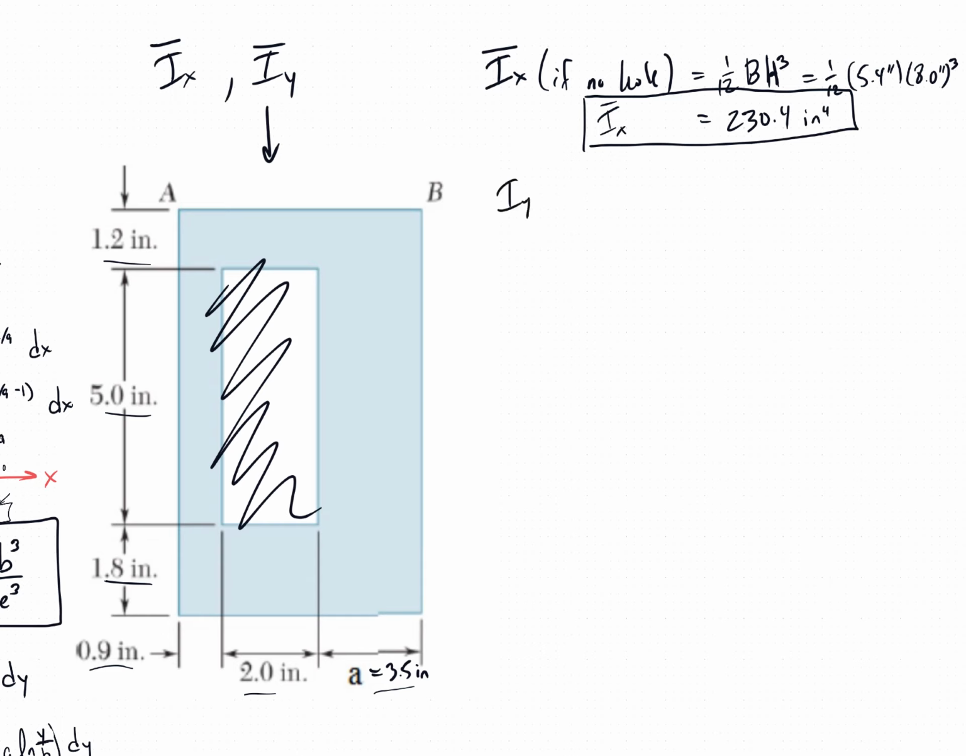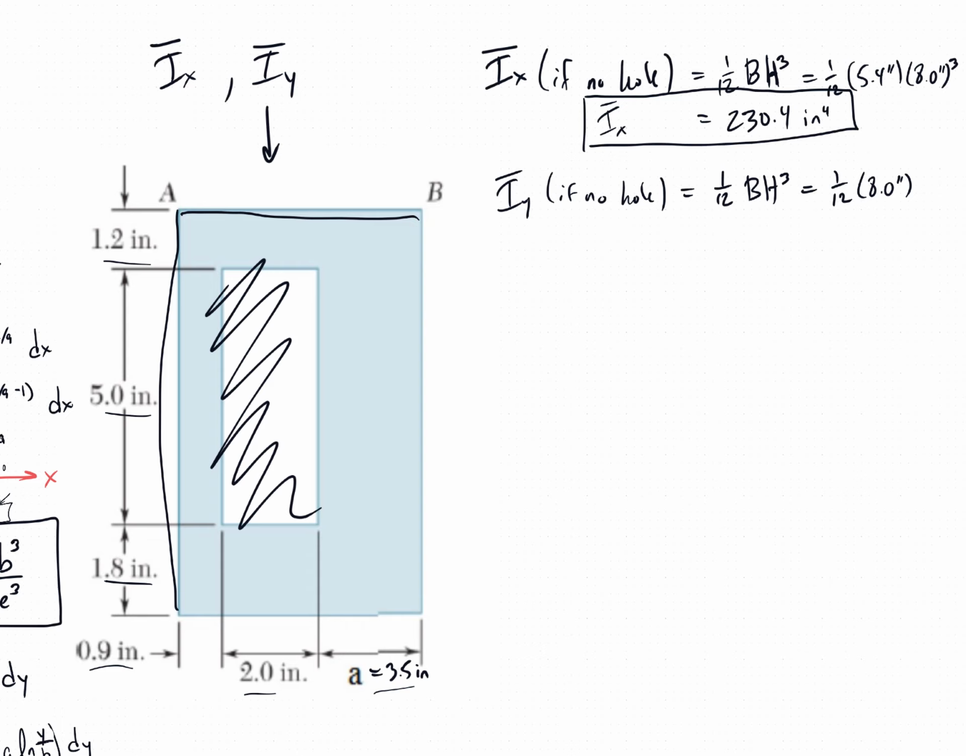So I'm going to go ahead and do Iy bar, if no hole, so if it was solid. We'll do 1/12 of the base times the height cubed here. Jeff Hansen likes to just use this BH cubed as the formula, and I'm the same way. It's just that in this case, the base is this one, so it's going to be 8 inches, and the height will be this way, so that's going to be 5.4 inches cubed.